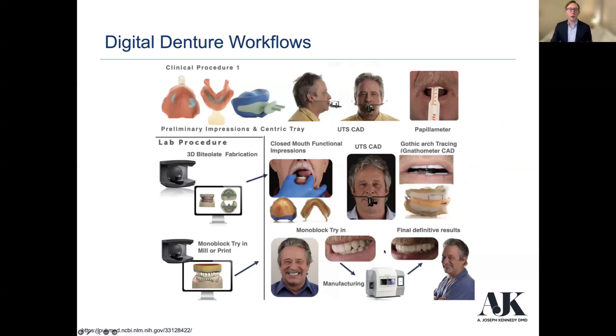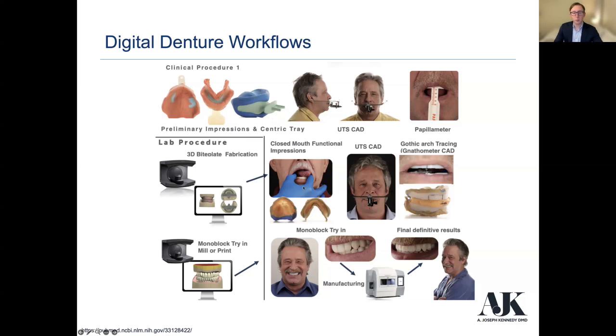Let's say the patient comes in, they don't have a denture, they've been dentureless for years, just never got around to making a denture or lost it and never came back to have one made. You take your prelim impressions or you do a digital scan and the centric tray. You can use Gothic arch tracing or this face bow here.